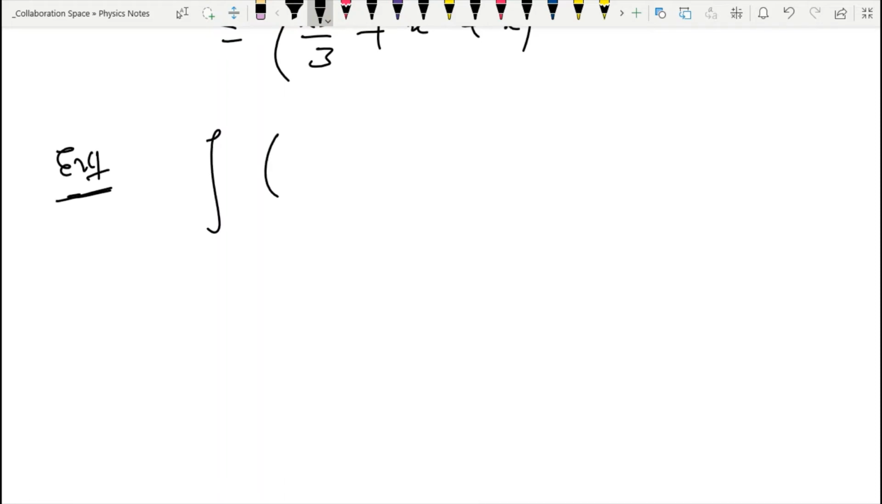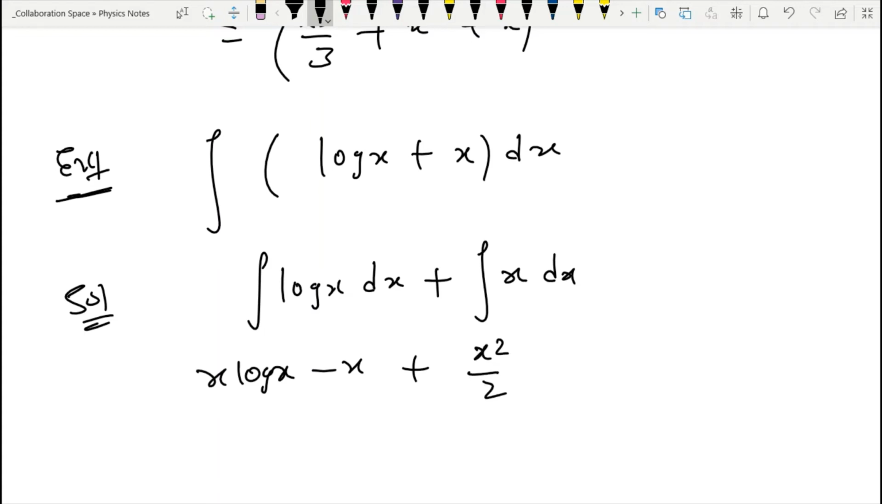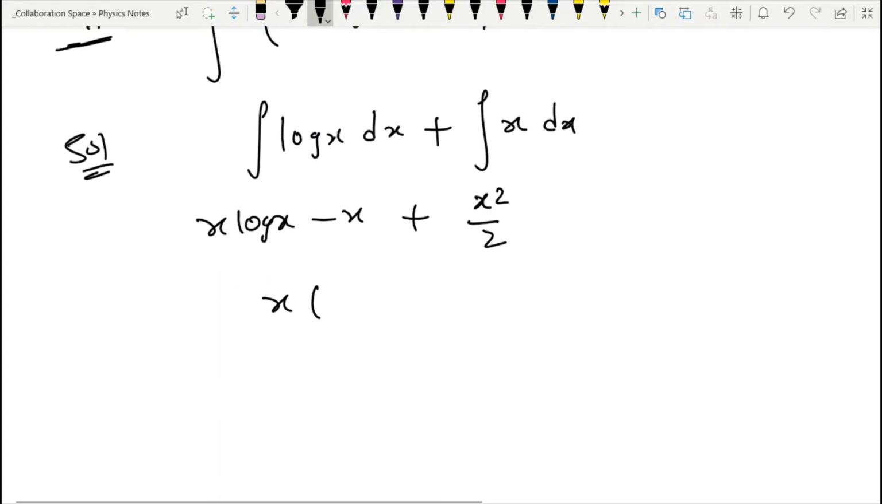Integration of log x plus x dx. What is the integration of this? You have to send the integration inside. Integration of log x dx plus integration of x dx. Already I told you integration of log x is x log x minus x, plus integration of x is x square by 2. So the answer is x log x minus 1 plus x square by 2.